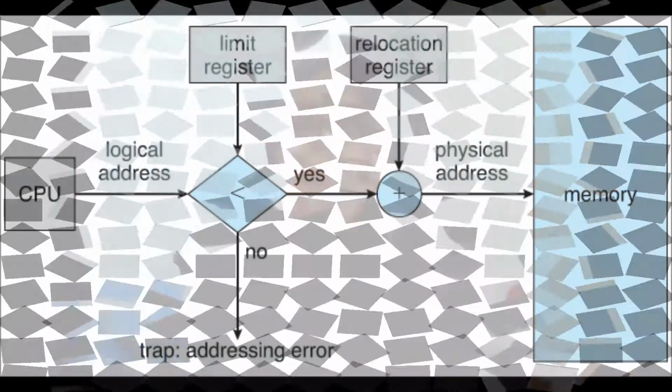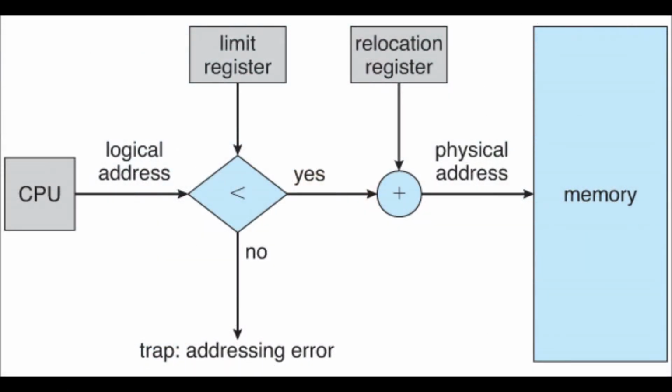Would like to discuss the issue of memory mapping and protection. We can provide these features by using a relocation register and a limit register. With relocation and limit registers, each logical address must be less than the limit register. The memory mapping unit maps the logical address dynamically by adding the value in the relocation register. This mapped address is sent to memory, as you can see in the figure.